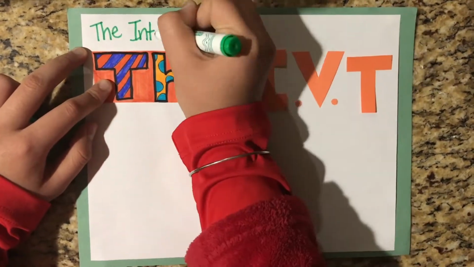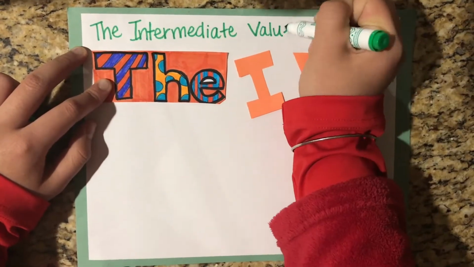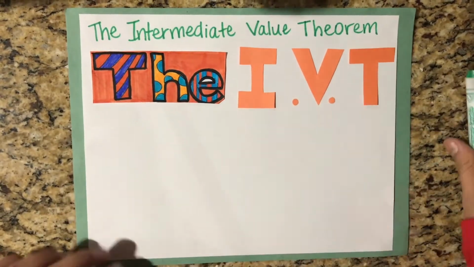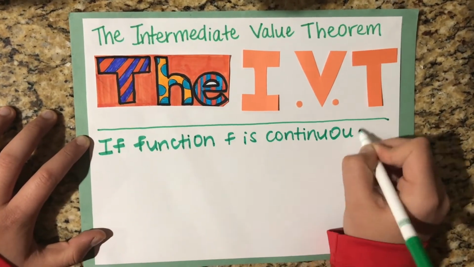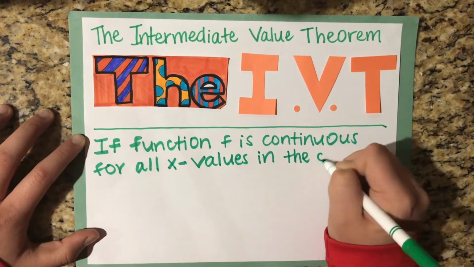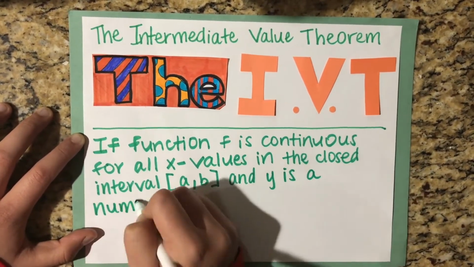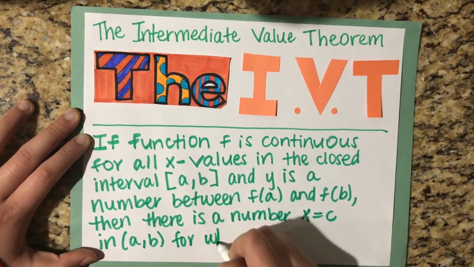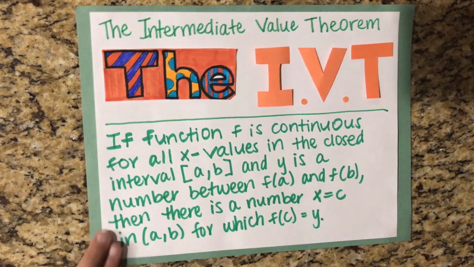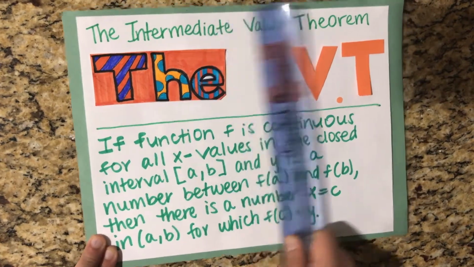The I.V.T. If function f is continuous for all x values in the closed interval [a, b], and y is a number between f of a and f of b, then there is a number x equals c in the open interval (a, b) for which f of c equals y.